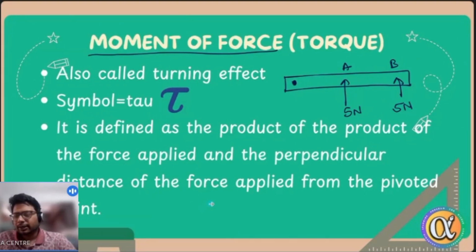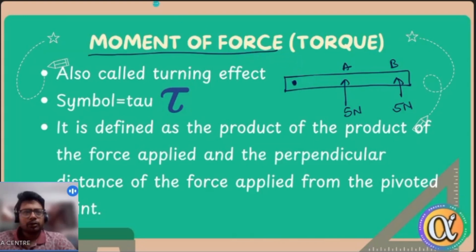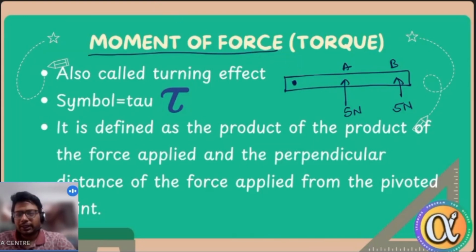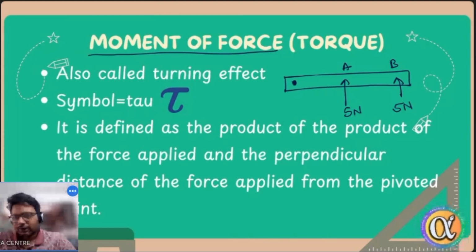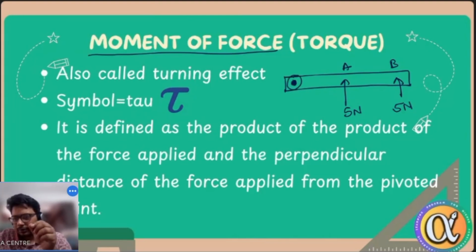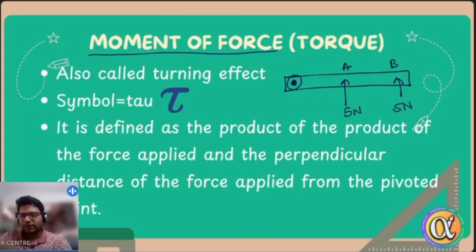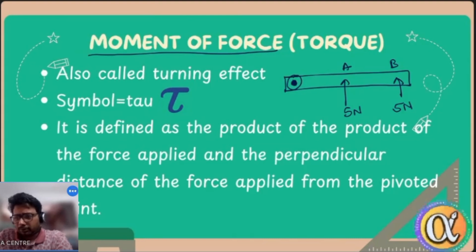Pivoted means basically being fixed at a point. So when you fix an object about a given point, then that point is called the pivoted point. Whenever you want to rotate an object, you need to technically pivot it around a point. Like suppose this is a rod. If I fix it here, if I nail it here, so that it can turn around the nail, it's not completely fixed, then that fixed point is the pivoted point.